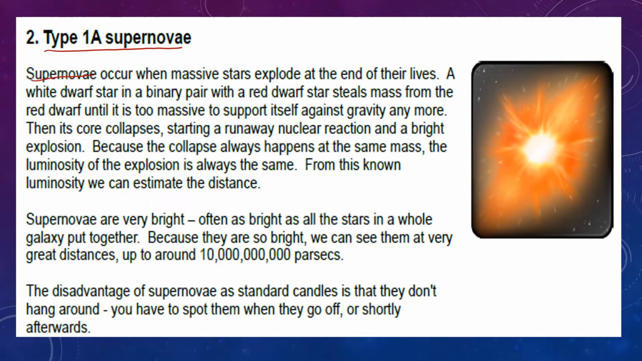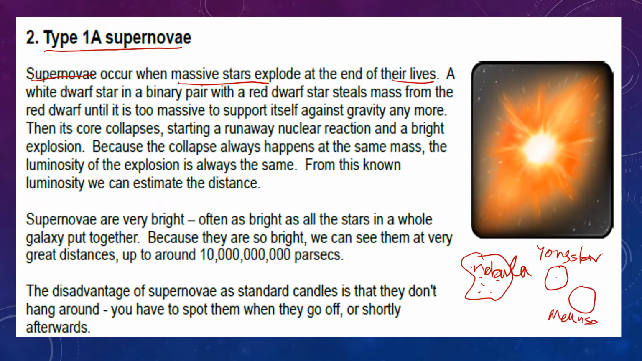Supernova occurs when massive stars explode at the end of their life. You know, stars do have their age. Let's say the first one is nebula. Nebula is a mixture of dust and gases. It combines together to make a star, and this is known as a young star. And then as nuclear fusion goes on, the young star goes into a main sequence star, and then it goes to an old star, and then it goes to end of life.